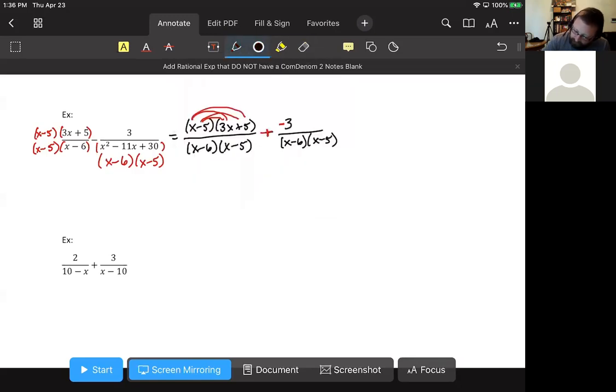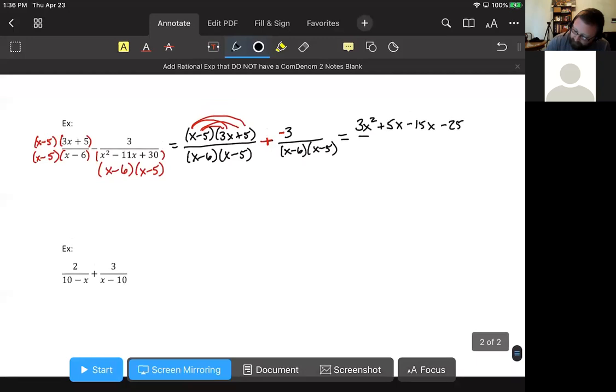So that would give us, multiply that out, x times 3x is 3x squared, x times 5 is 5x, negative 5 times 3x is negative 15x. Watch those negatives. Negative 5 times positive 5 is negative 25. Over x minus 6 times x minus 5 plus negative 3 over x minus 6 times x minus 5.